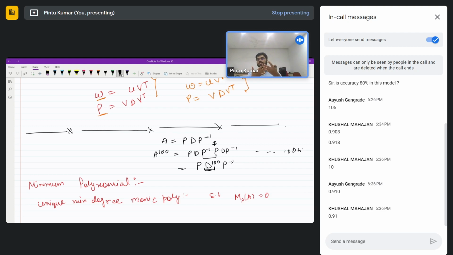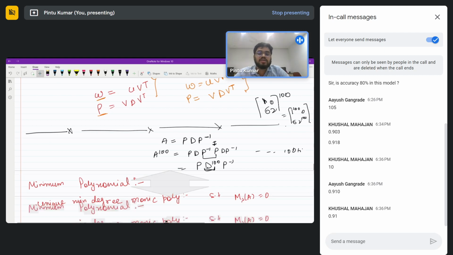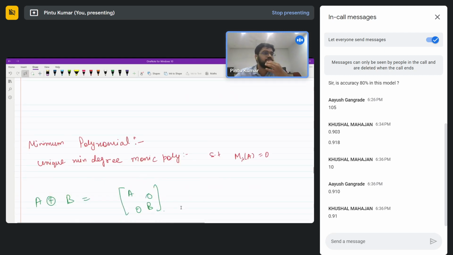Calculating D to the power 100 for a diagonal matrix is very easy. Let's say you have a diagonal matrix with entries 1 and 2 and zeros elsewhere. If you want to calculate its power 100, you can just do 1 to the power 100, 0, 0, 2 to the power 100. So we talked about this. Calculating these kinds of complex things for a matrix became easy. Another thing was that you can solve your system of linear equations quite easily.